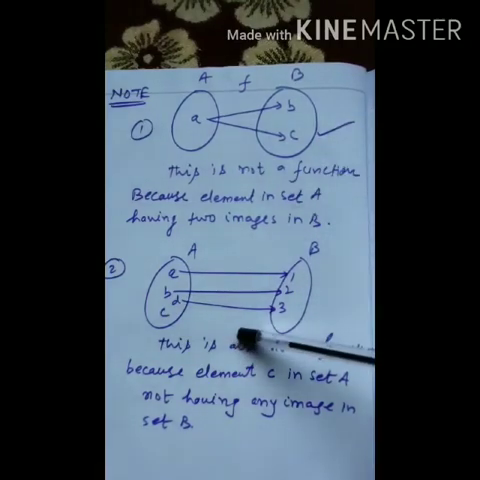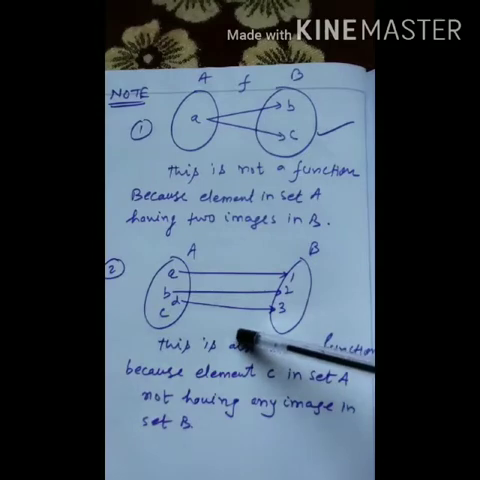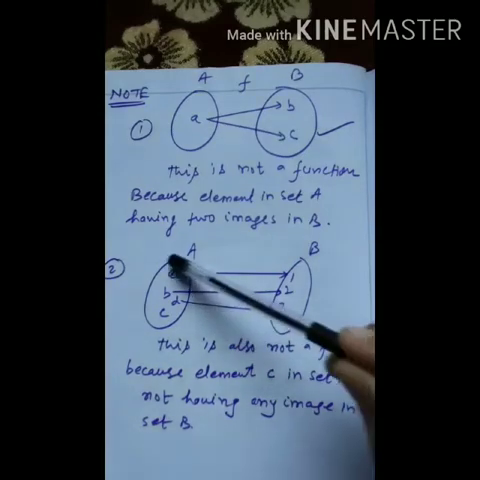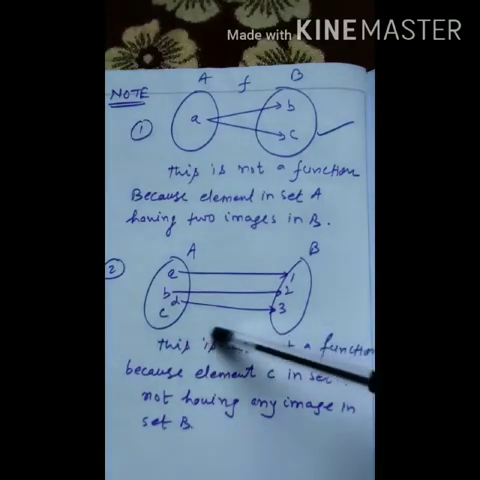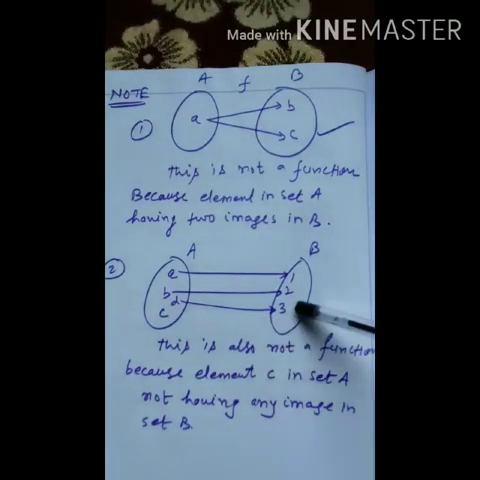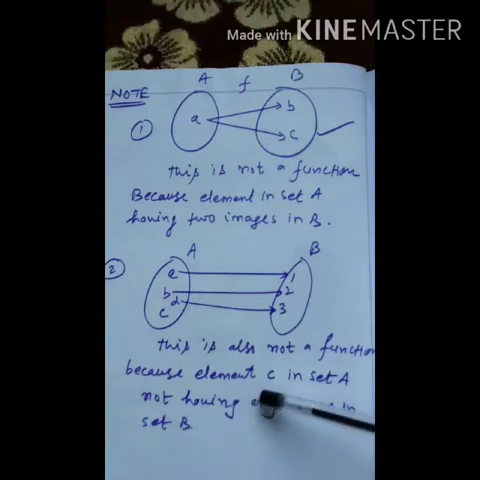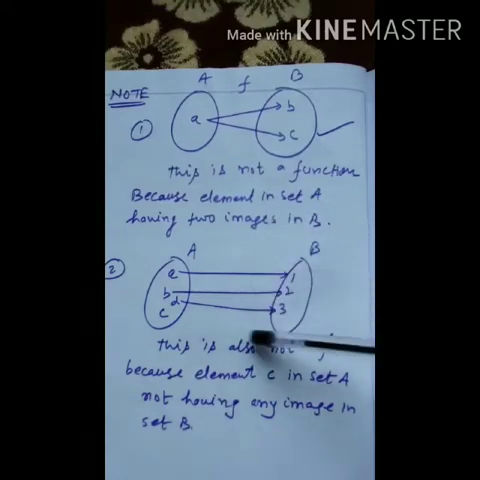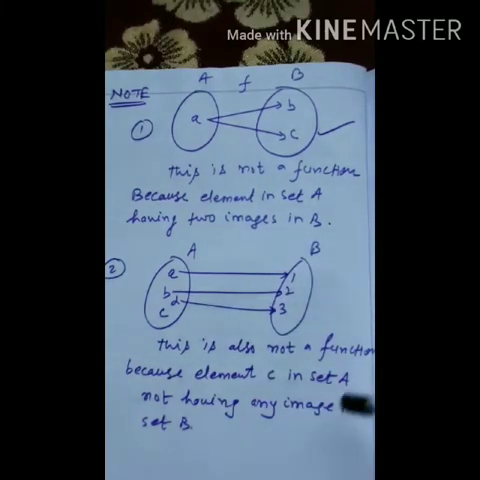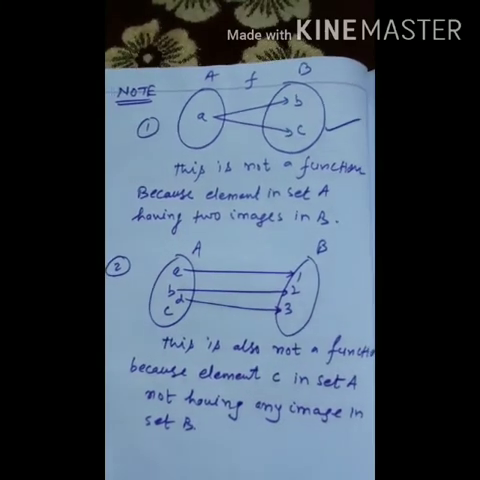And the second case, we see here that in set A, element C does not have its image. So this is not possible for a function. So this is not a function. These two conditions every student should remember. In these two cases, function is not possible.